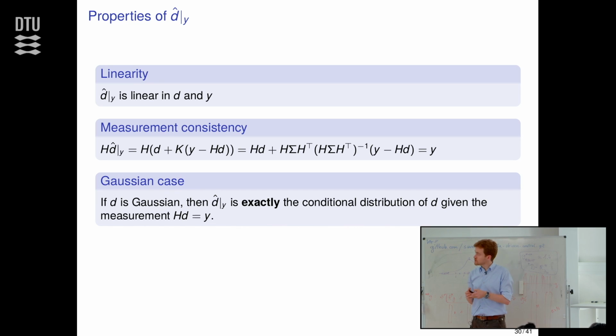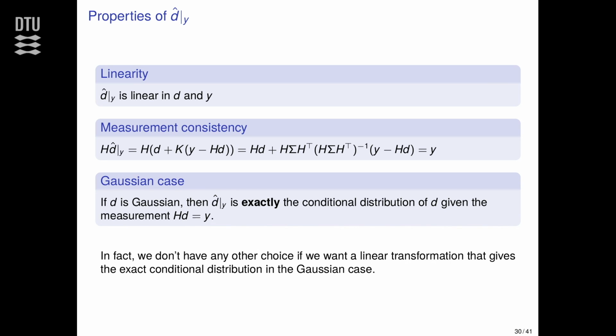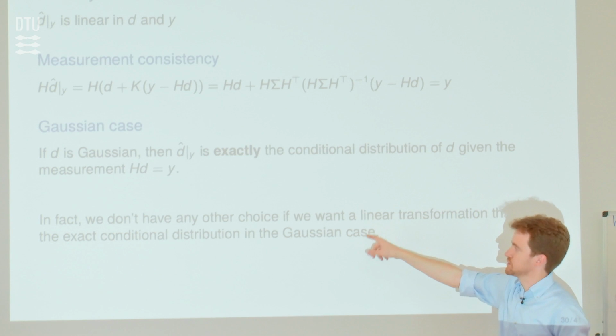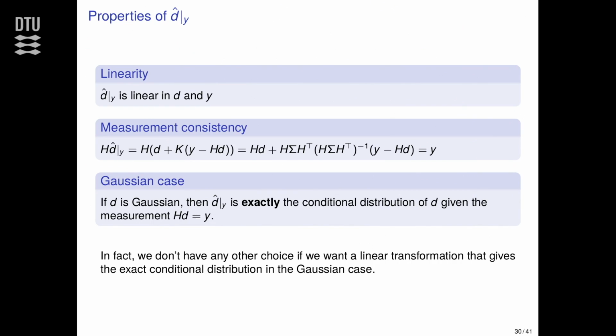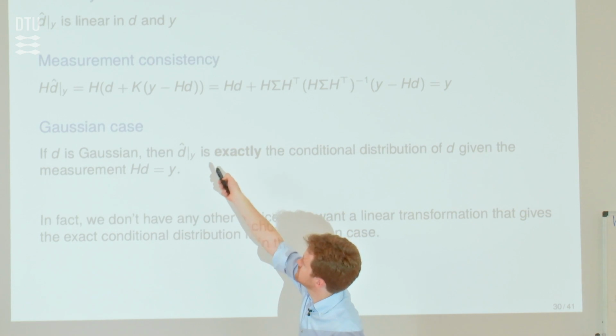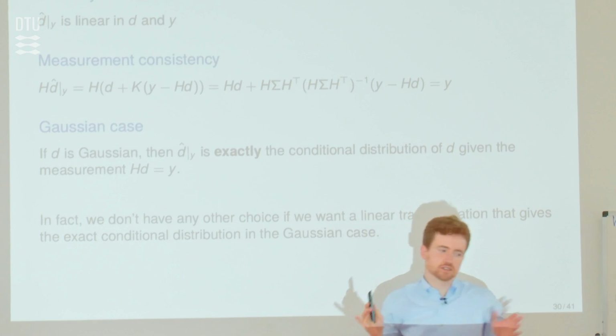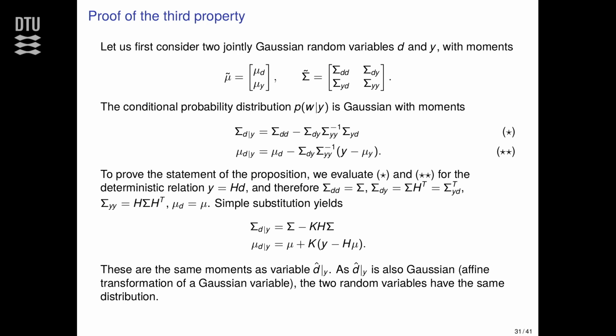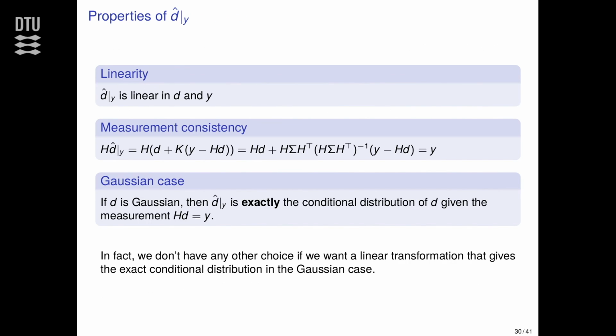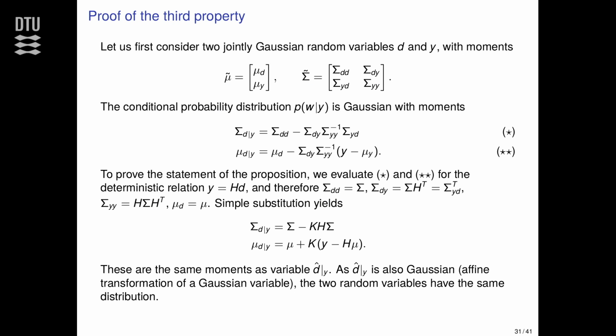Okay? And actually, there's not much more you can do. If you want a linear transformation that is exact for the Gaussian case, you don't have any other degrees of freedom. You get exactly the expression I listed, right? So if you want to stick to linear operations, which we want, that's the best you can do, is to do this projection. This is the idea: d plus k times the distance from the measurement. And this is your approximation of the conditional distribution if you don't have more information. This is the proof of the third point. I leave it for you for a bedtime read.